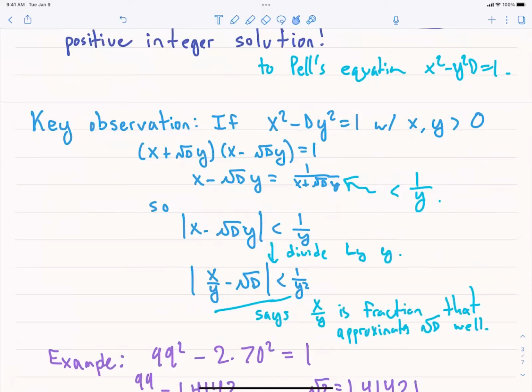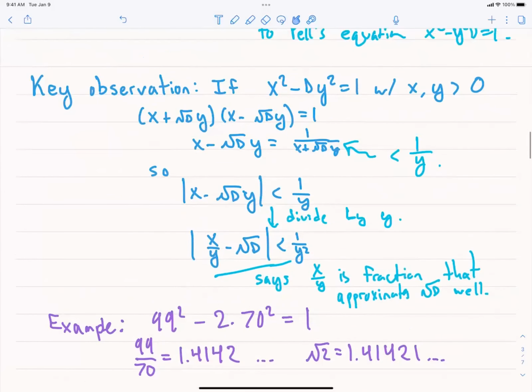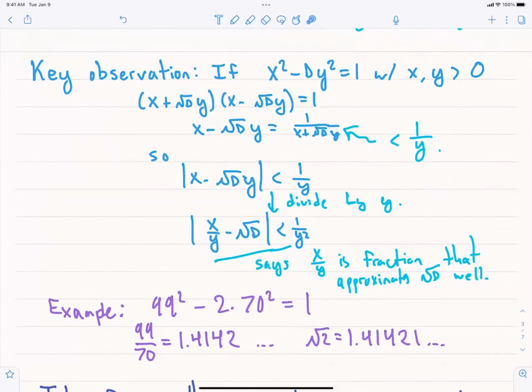So solving Pell's equation is actually related to this problem of how can we approximate irrational numbers using rational numbers? How can we approximate the square root of something that's not a square using a rational number? Okay, so just an example of what this looks like in practice. If I look at the solution we talked about on Tuesday, to the Pell's equation with d equals 2, I get 99 squared minus 2 times 70 squared is equal to 1. So 99 and 70 is the solution. So x is 99 and y is 70.